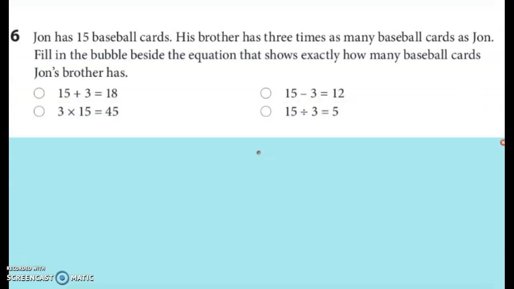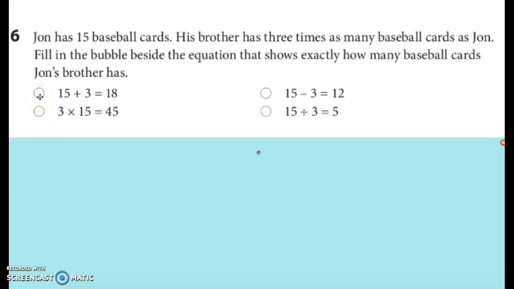Problem 6. John has 15 baseball cards. His brother has 3 times as many baseball cards as John. Fill in the bubble beside the equation that shows exactly how many baseball cards John's brother has. You'll notice that there are 4 multiple choices.